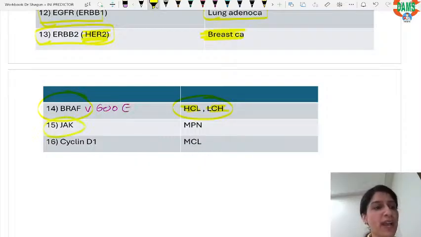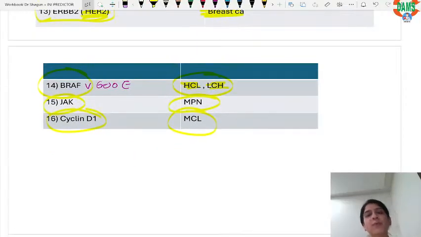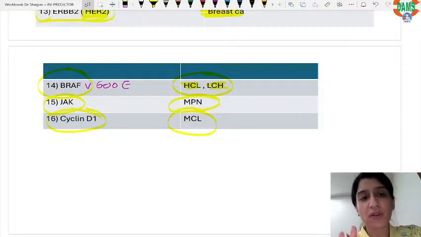Next is going to be JAK. JAK is going to be, yes, that is for Ewing's. JAK is, wait for that. I am going to cover that also. Okay, Dr. Puneet, just wait. JAK is going to be for your myeloproliferative neoplasms, your polycythemia, essential thrombocythemia, right? Next is going to be cyclin D1 for your mantle cell lymphoma. Okay, next. These were my important oncogenes and their important mutations and associated cancers which I wanted to discuss with all of you.